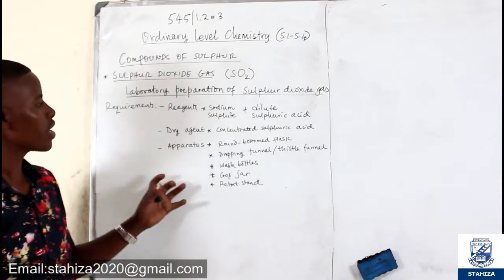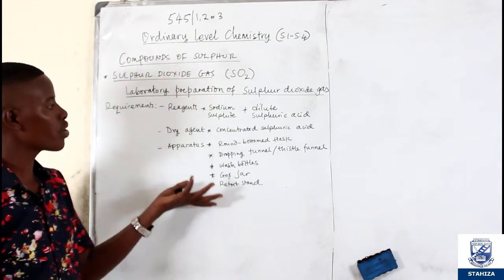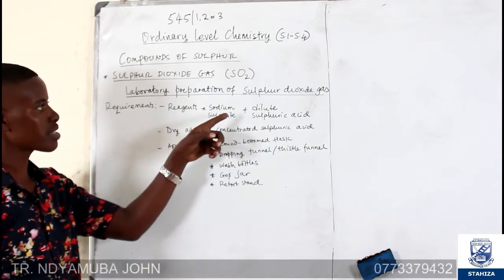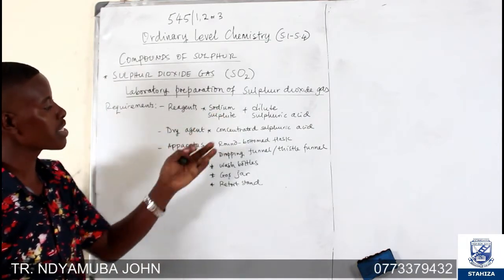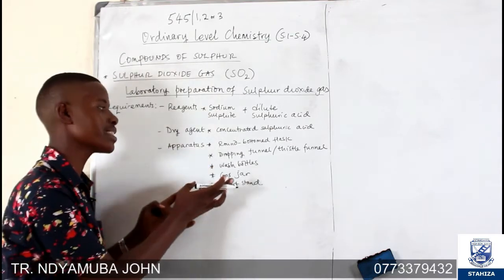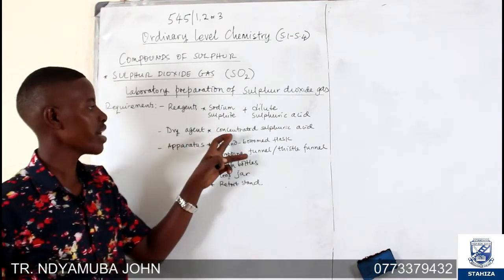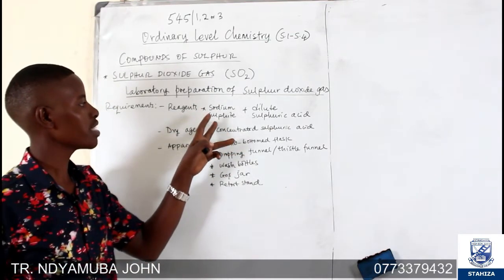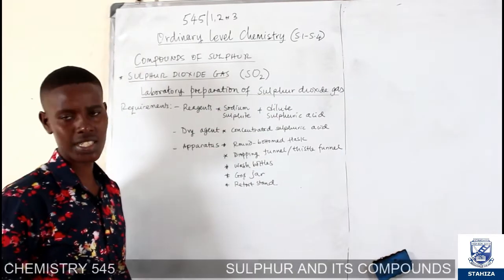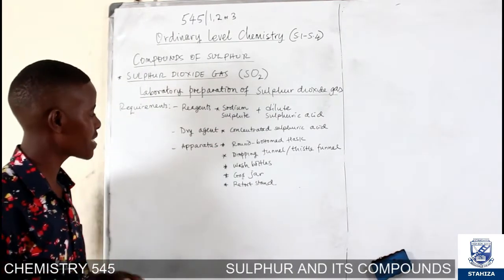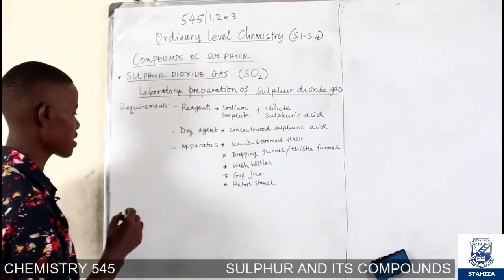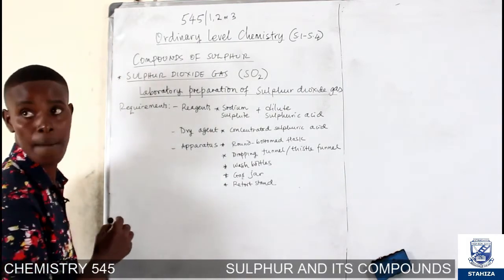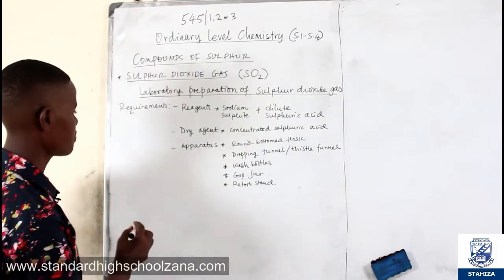But of course, when we are looking at the procedure of preparing sulfur dioxide gas in the laboratory, you should be knowing this on the fingertips. You don't need to write them again. Do I have a drying agent? Do I have the reagents like sodium sulfite and the dilute sulfuric acid? Yes. Do I have the apparatus required? Yes. Now that brings us to the illustration.